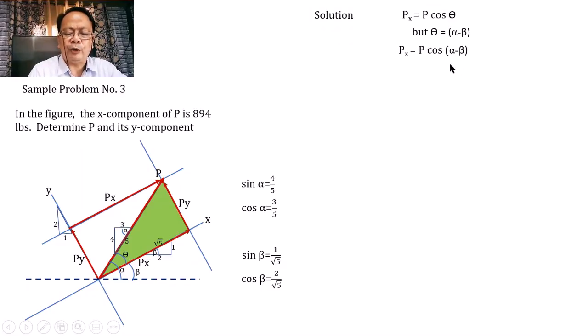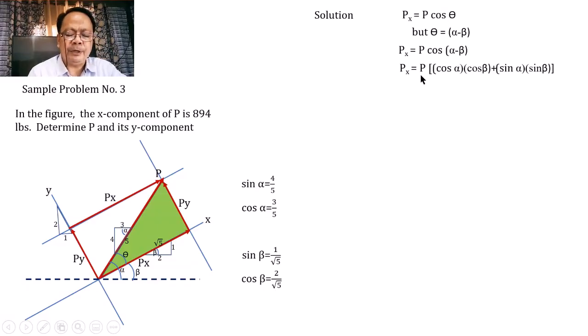And how are we going to express this function, the cosine of alpha minus beta? This will be equal to cosine of alpha, cosine of beta, and if this is minus, therefore we have plus sine of alpha, sine of beta. Where this cosine of alpha, cosine of beta, sine of alpha, sine of beta are already expressed here as the functions of those small angles alpha and beta. Now, if we substitute the value of px, which is given as 894, and the values of these functions of alpha and beta, therefore we can solve for the value of p.